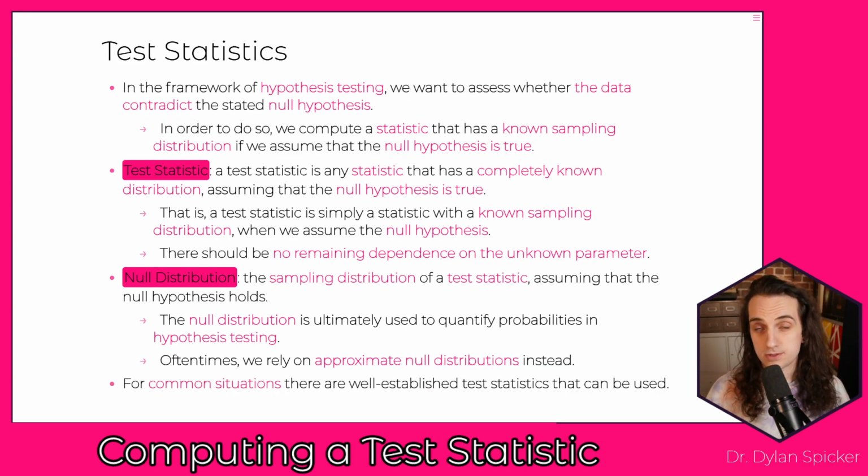Now, the good news about test statistics is that if you're testing common parameters, so you're testing the mean, or a proportion, or the variance, there are going to be well-established test statistics for which the null distribution is already known. However, the concept of a test statistic is going to extend well beyond the simple parameters that we might be thinking most often about.